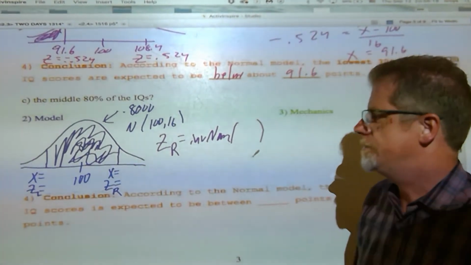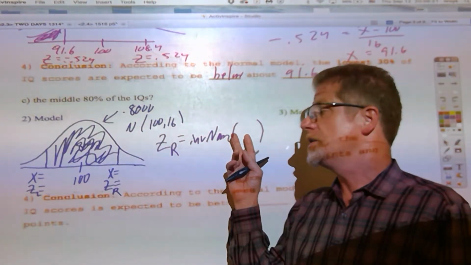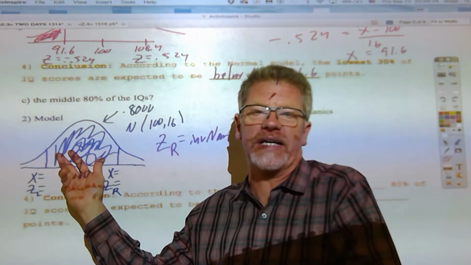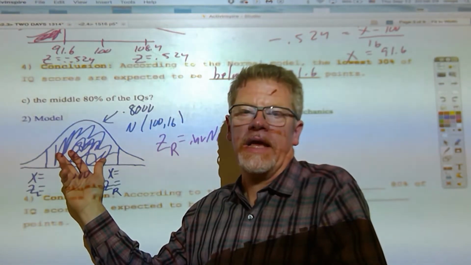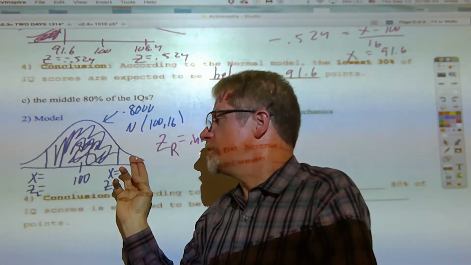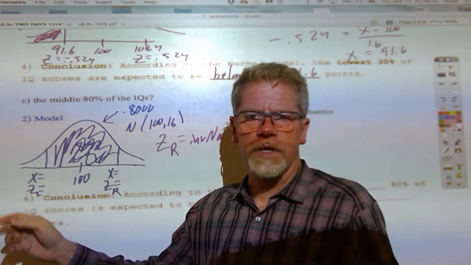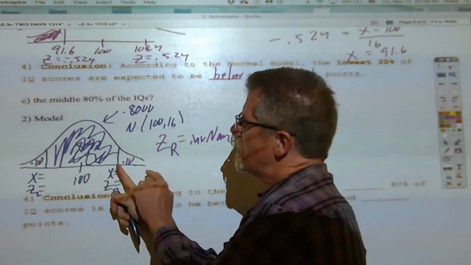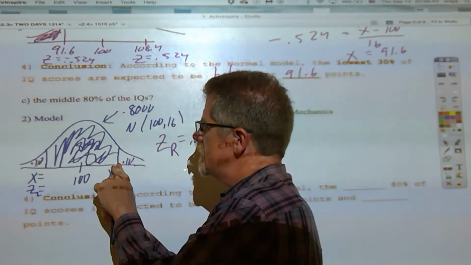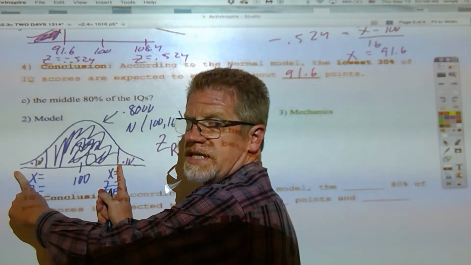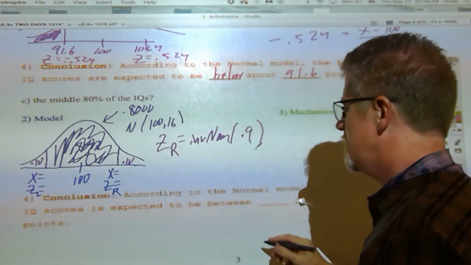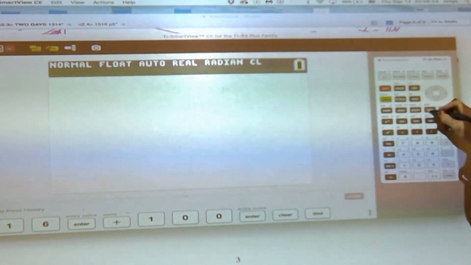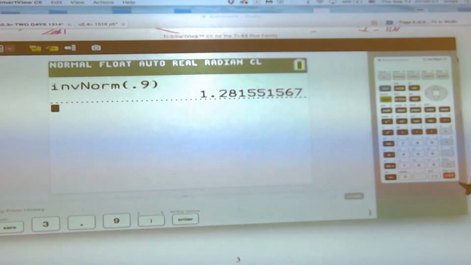Okay, here's the thinking. It's 0.9, by the way. The left area for Z sub R is 0.9. Why? Because you have 80% in the middle. The other 20% is split in half, 10% on the right tail, 10% on the left. So the area that's to the left of this Z-score is 0.8 plus 0.10, which is 0.9. So we're going to do an inverse normal of 0.9. Here's how we roll with that.